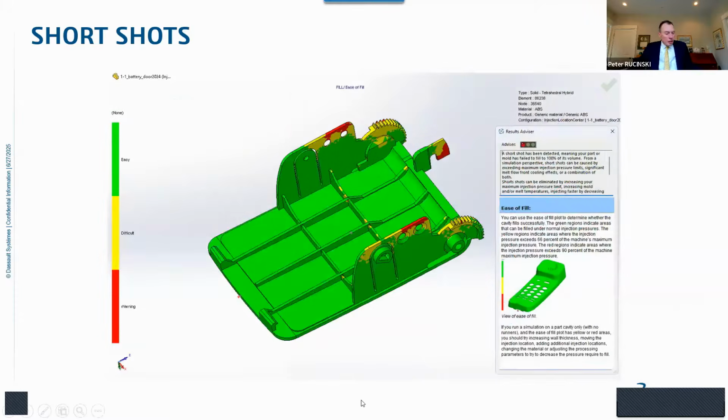Good news, in a product like our SolidWorks Plastics, we have this thing called a results advisor for pretty much any injection molding simulation result that we generate. You can go in this results advisor, you get some insight as to why the problem might be occurring, and then some suggestions for possible solutions to fix the problem.